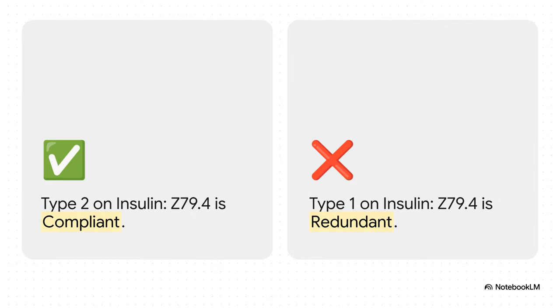Assigning Z79.4 for a type 2 diabetic is perfectly compliant and totally necessary, because insulin use isn't inherent to type 2. But if you code Z79.4 for a type 1 diabetic, that is a major audit error. Why? Well, because a type 1 diabetic, by definition, produces no insulin. They absolutely require it to survive. That insulin dependence is already baked right into the E10 code family. Adding Z79.4 to an E10 code is completely redundant, and it's going to trigger an instant red X on any code validation screen. Don't do it.